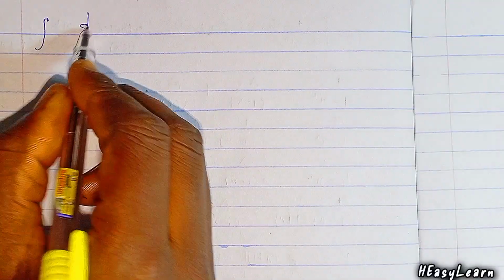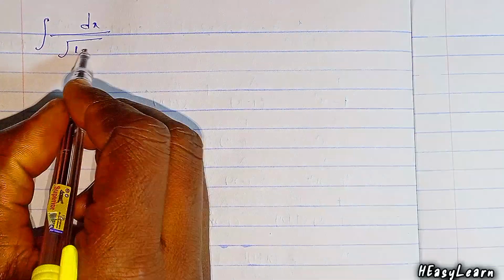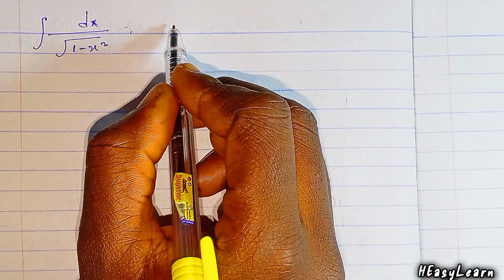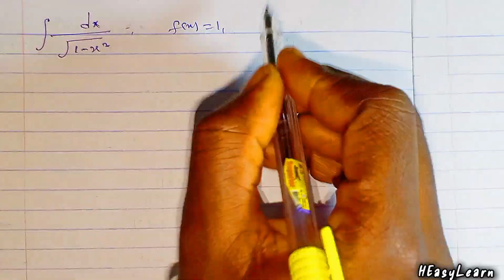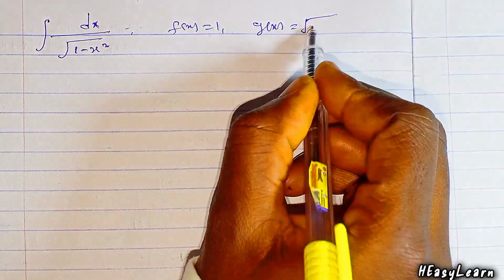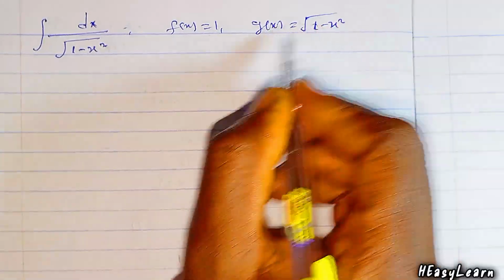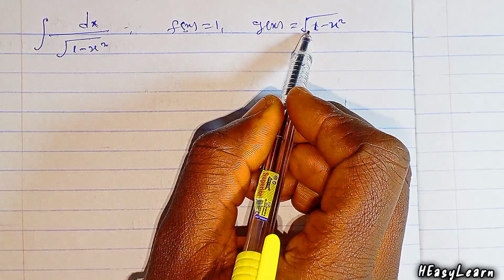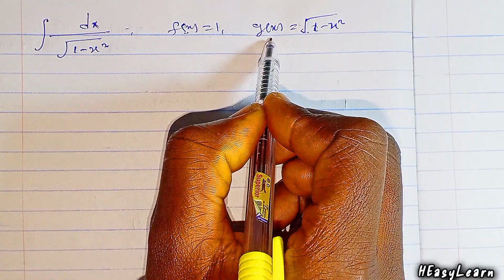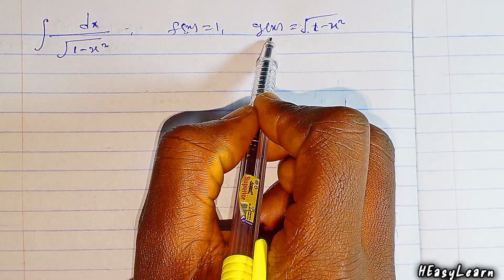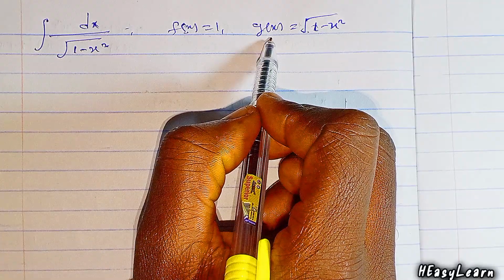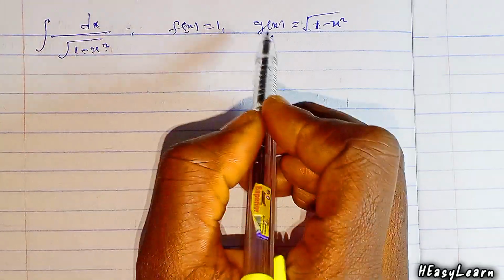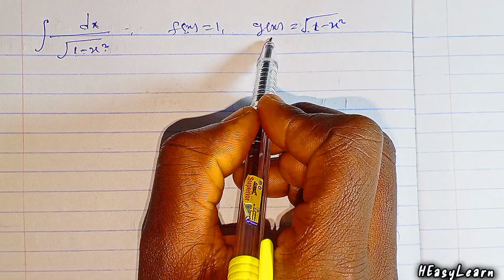What is the integral of 1 over square root of 1 minus x squared dx? In this case, to use partial fraction, f of x is 1, g of x is square root of 1 minus x squared. Remember that to use partial fraction, both numerator and denominator must be polynomial, but g of x is not a polynomial in this case, so we cannot use the partial fraction method to find the integral of 1 over square root of 1 minus x squared because the condition to use partial fraction fails.